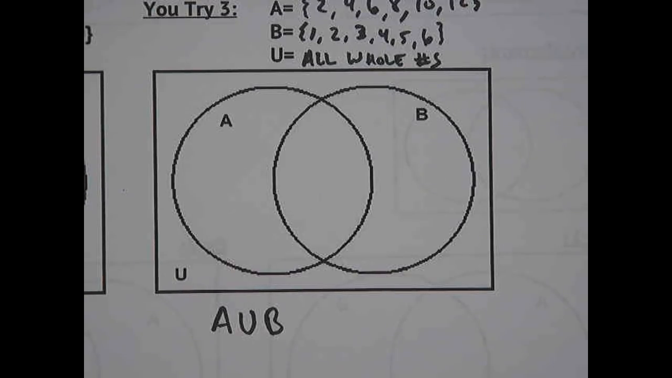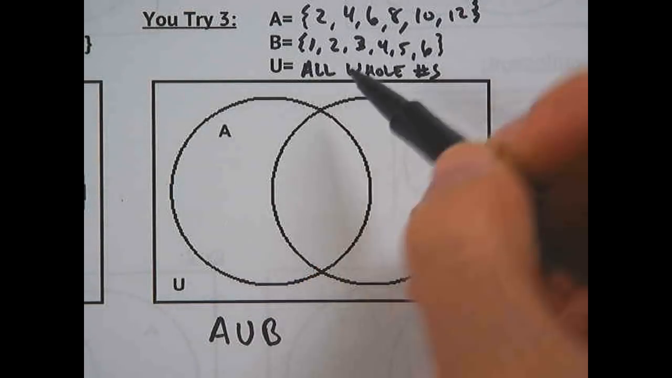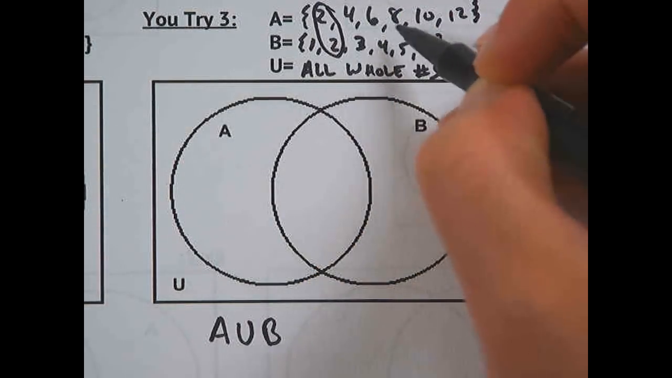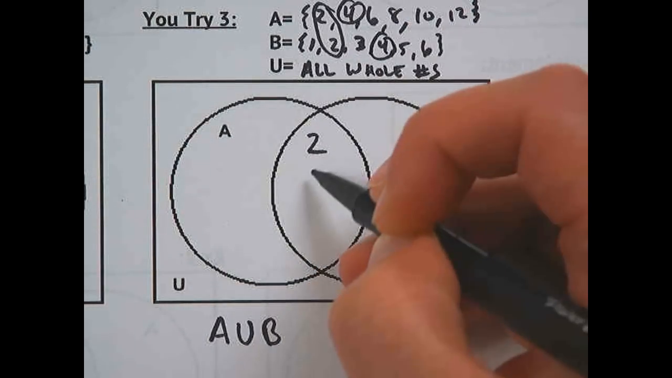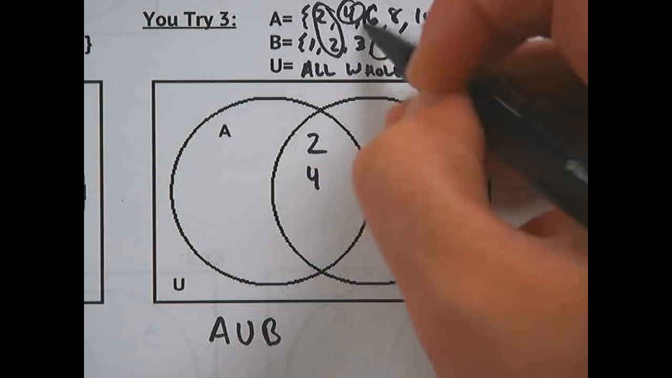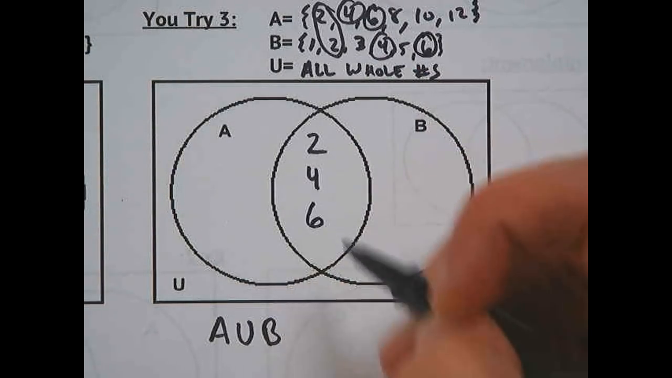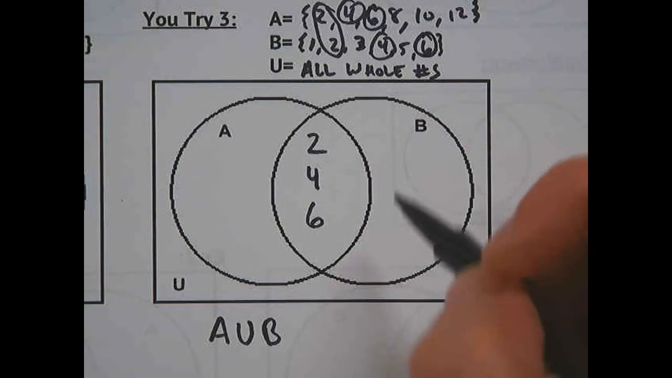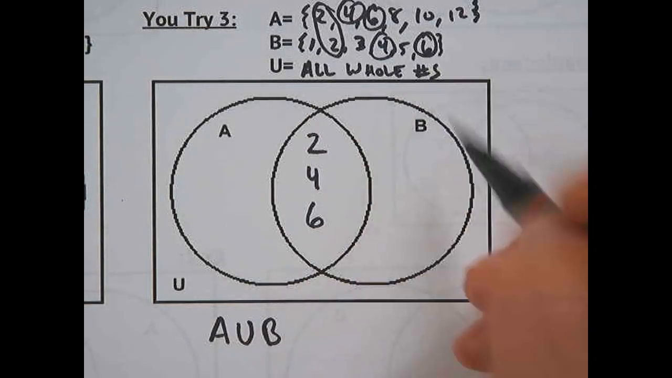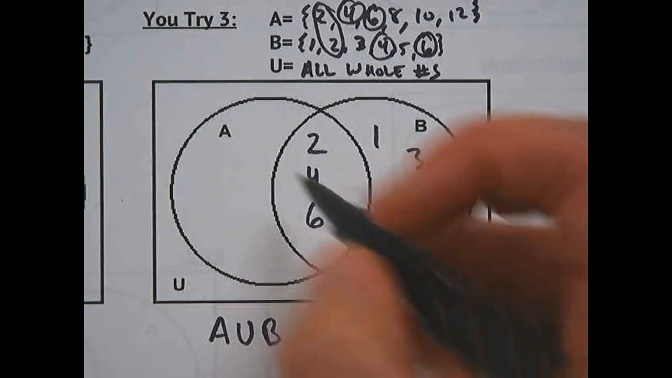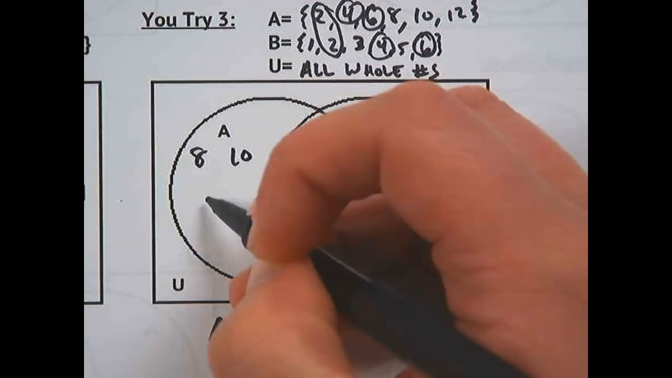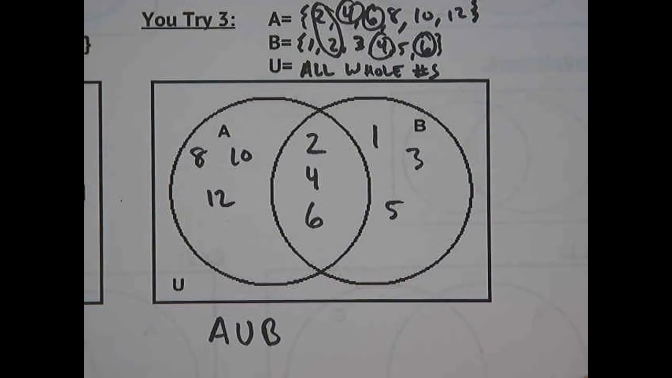Okay, so hopefully you followed instructions there and paused the video. Here's how we would do this problem. So we know A has 2, B also has 2. A has 4, B also has 4. A has 6, B also has 6, but that's where their similarities end. Set B has 1, 3, and 5. Set A has 8, 10, and 12 all to itself.